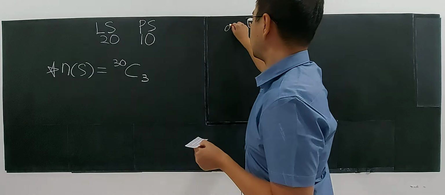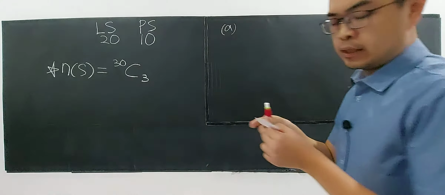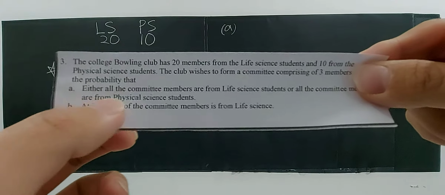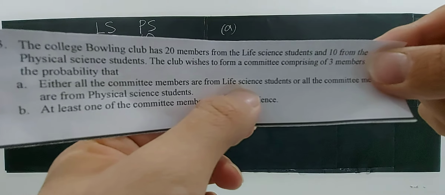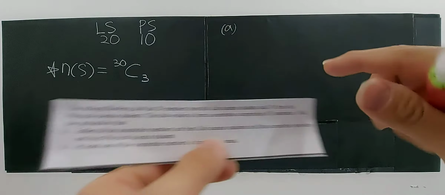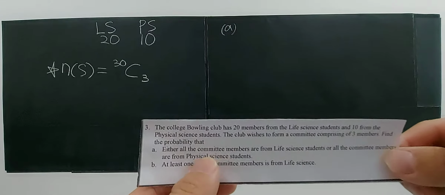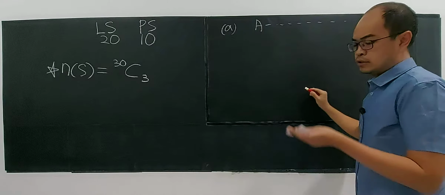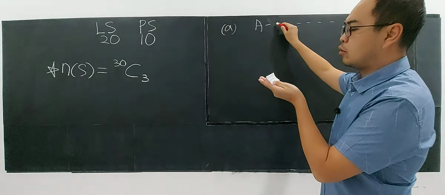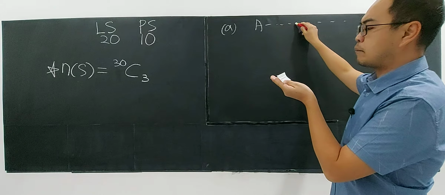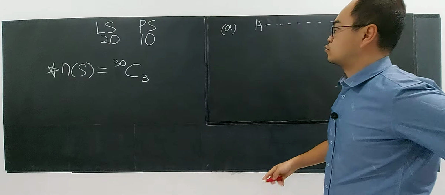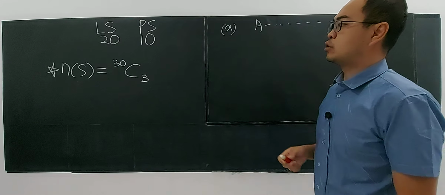So the question now is the events. This is the event, meaning the condition required by the question. Either all the committee members are from life science, or all are from physical science. So you can define the event A. It is actually a mutually exclusive event.